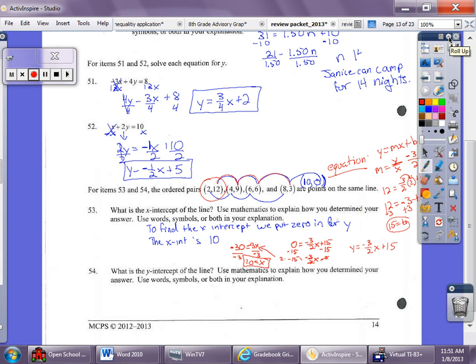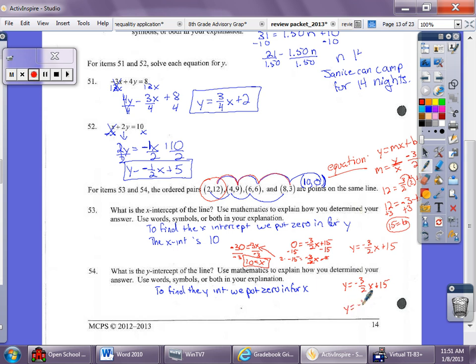And then 54 says, what is the y-intercept? Well, what we know about the y-intercept is that to find it, we put 0 in for x. So we just plug in 0 for x. Once again, we can do this one of two ways. We have our equation, which is y equals negative 3 over 2x plus 15.